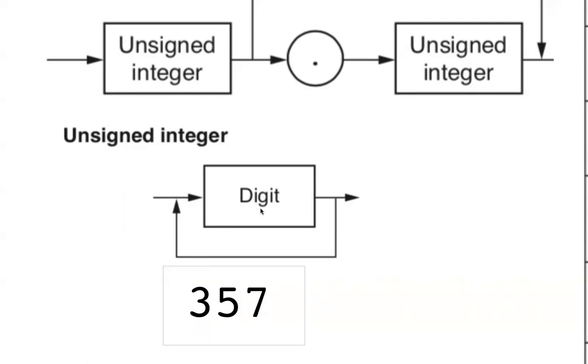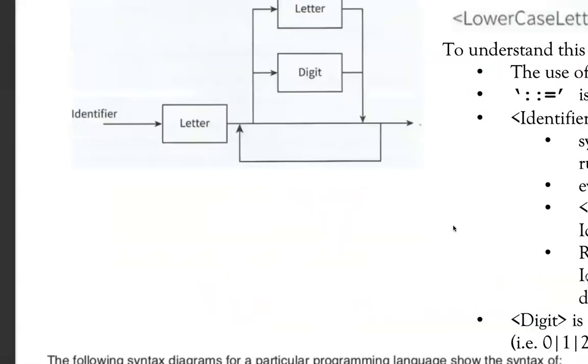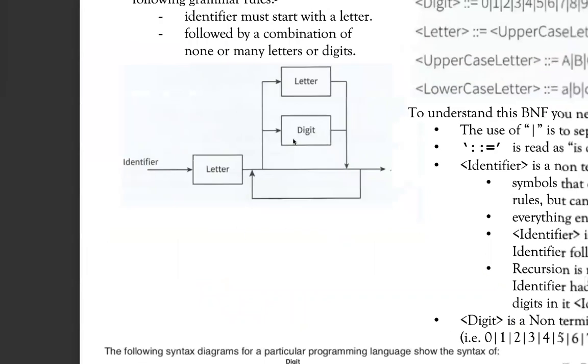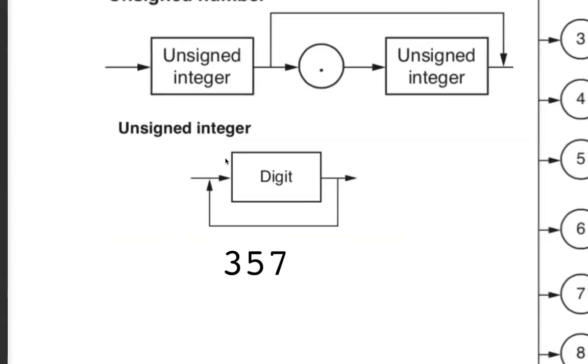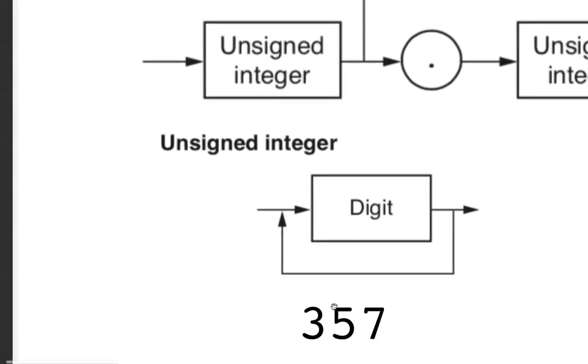Whenever you see a loop here, we saw this example before as well, this is also a loop structure. I'm coming back for more letters or digits. So whenever we see such a loop structure, that basically means I'm introducing any length of characters here. In this case, any length of digits.